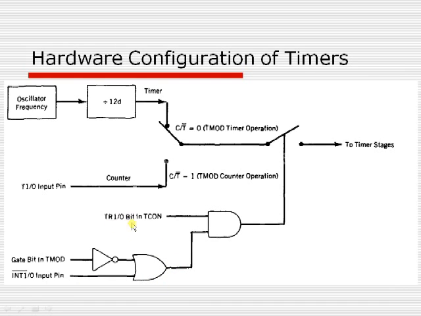Now if this TR bit is 1, the output of this AND gate is 1 and this switch gets closed. If this TR bit is 0, then the output of this AND gate is 0, therefore the switch will be open. So this is how the hardware present inside the 8051 for timers works, for timers to act as counter or else to act as timer.